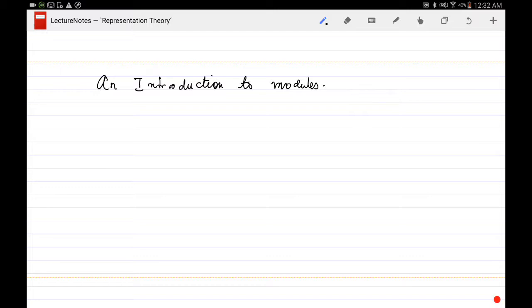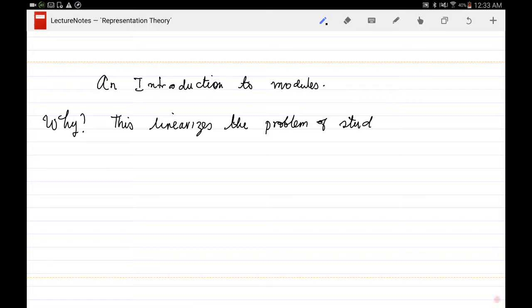Remember, for finite groups, we don't have a Lie algebra, and so you might think, well, what linear structure can I use to study the representation theory of finite groups? And the linear structure that we will use is what's called an A module. So let me write a summary of what I just said. So why? This linearizes the problem of studying representations.